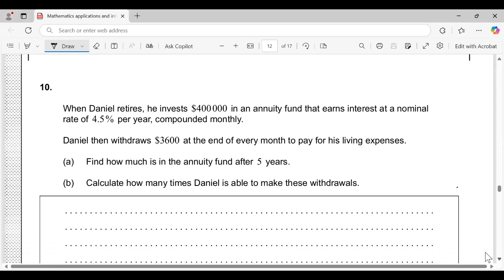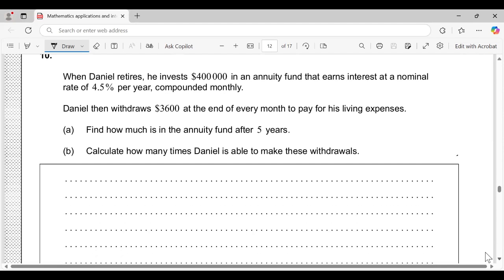Number 10. When Daniel retires, he invests $400,000 in an annuity fund that earns interest at a nominal rate of 4.5% per year, compounded monthly. Daniel then withdraws $3,600 at the end of every month to pay for his living expenses. Find how much is in the annuity fund after 5 years.